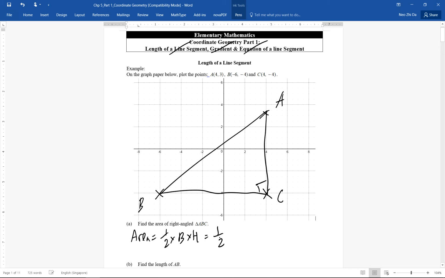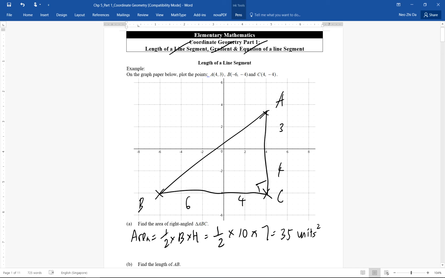Now first of all, what's the base? From here to here is 6. From here to here is 4. So total is 10. What about the height? From here to here is 4. From here to here is 3. So it's 7. So the total area is 35 square units.